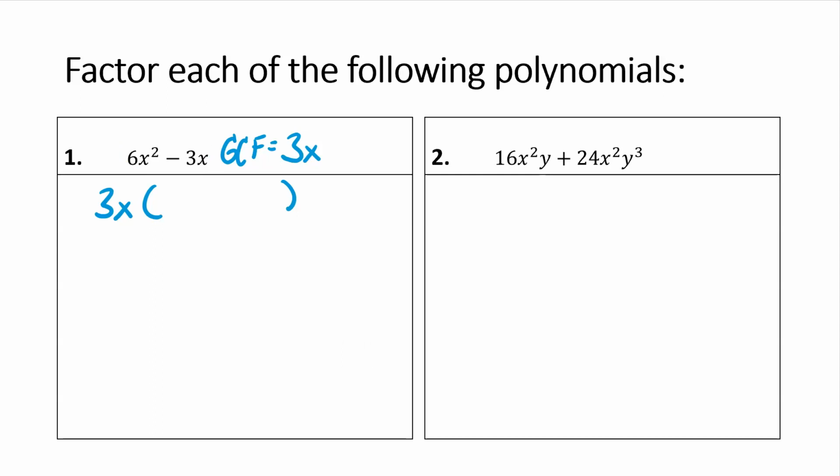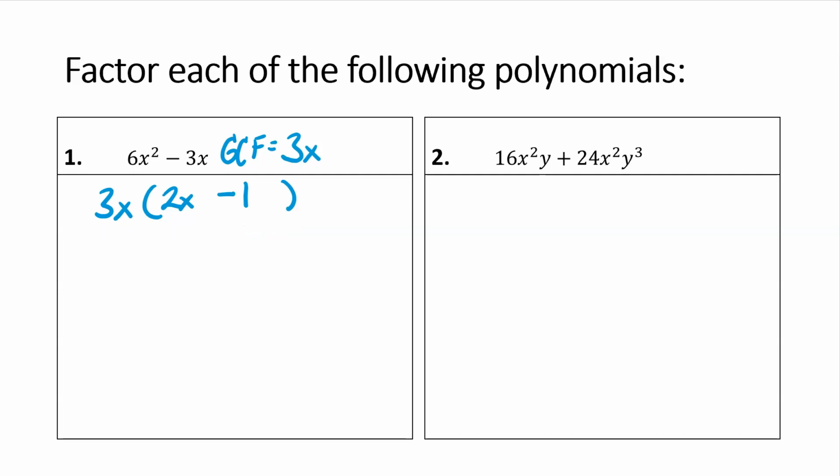So what multiplied by 3x is going to give you 6x squared? 3x times 2x is going to give you 6x squared. And what multiplied by 3x is going to give you negative 3x? Well, 3x multiplied by negative 1 gives you negative 3x. So this is our answer: 3x multiplied by 2x minus 1.